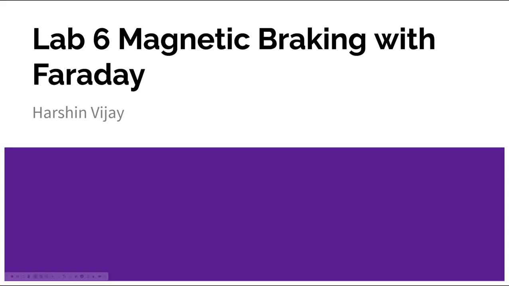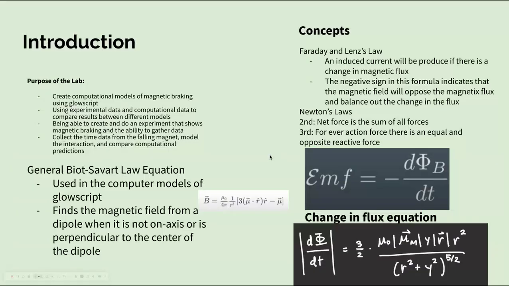So this is my Lab 6, Magnetic Braking with Faraday, by Harshan Vijay. I'm in Section B, Martin Morigal's class.